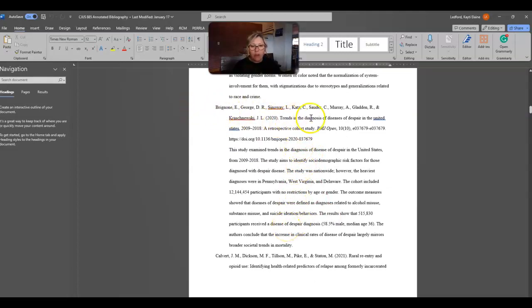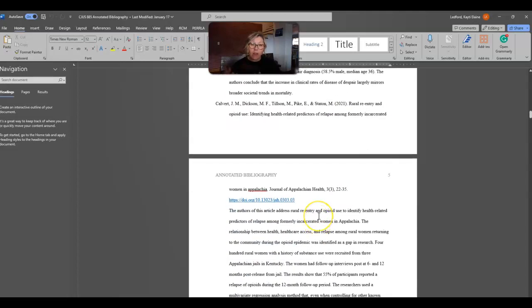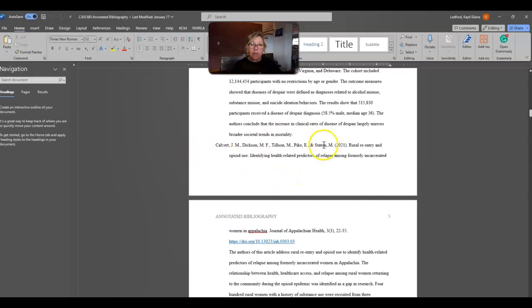So here's an article on the diagnosis of the disease of despair, which we're seeing more prominently in the Appalachian area with our females, more diagnosed from 2009 to 2018. So it's looking at who those are and how we approach the disease of despair. So remember, whatever topic you picked for your paper, you're going to have 5 scholarly sources in APA format, which looks like this.